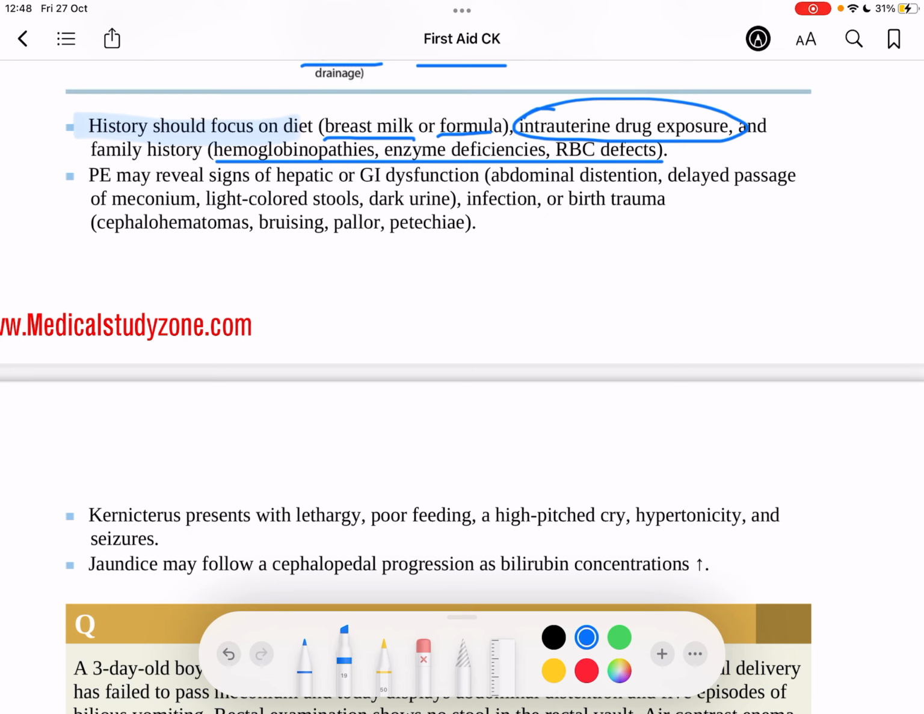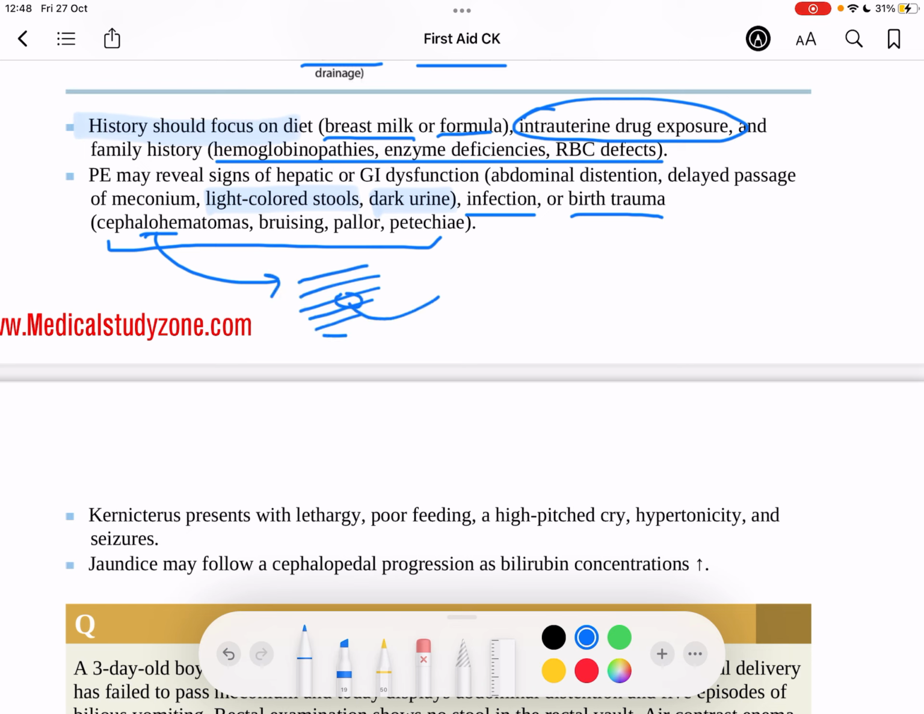Maybe they have the acholic stools, which I mentioned, and the dark urine, which are telling me the patient has cholestasis. Maybe there was an intrauterine infection, or maybe there was birth trauma as well. In terms of the cephalohematomas, we're going to be discussing those in a minute, but what happens is that blood can build up in specific areas of the scalp, and when the blood is resorbed, this can then cause an increase in bilirubin. That's why this is mentioned here. Okay, but we'll discuss that in a bit.